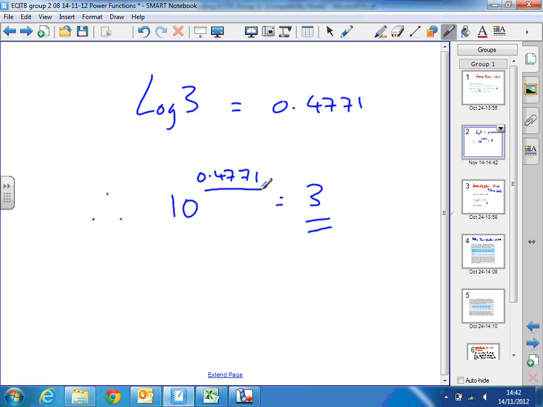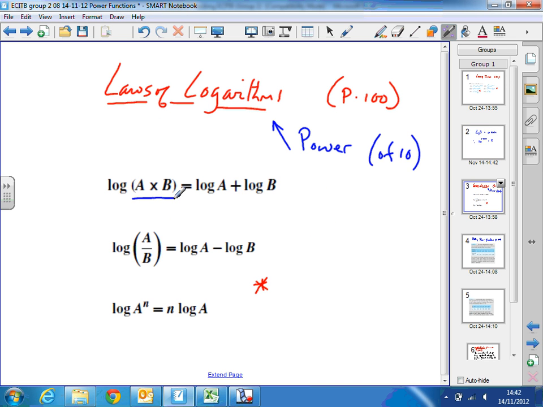And that means I can use the laws of indices. And we can turn multiplication into addition, because when I multiply, I add the powers. Division becomes subtraction, because when I divide two numbers, I subtract the powers. And the one that we're going to use a bit more this week is this final one, which I said at the time was going to be an important one. So those are the laws of logarithms that we wrote down, and we're going to be using those today.